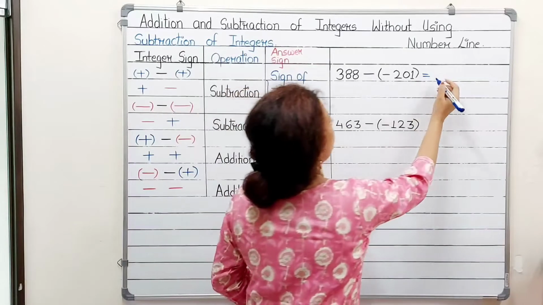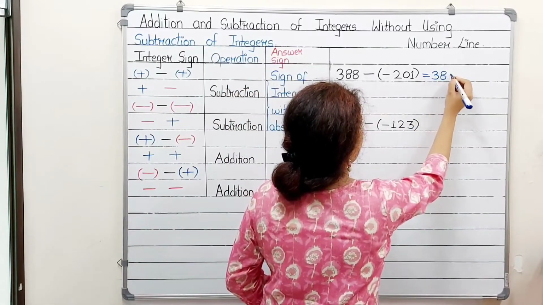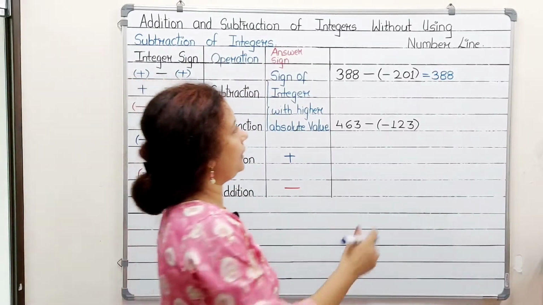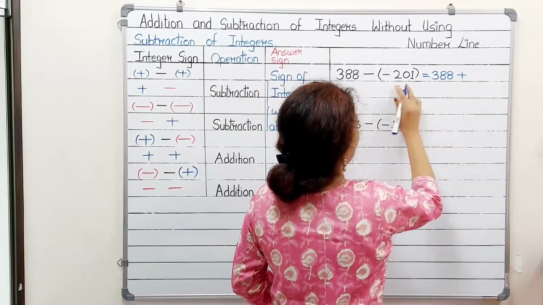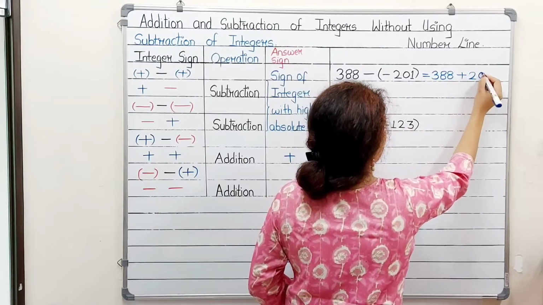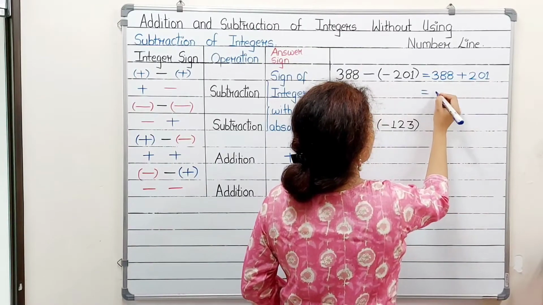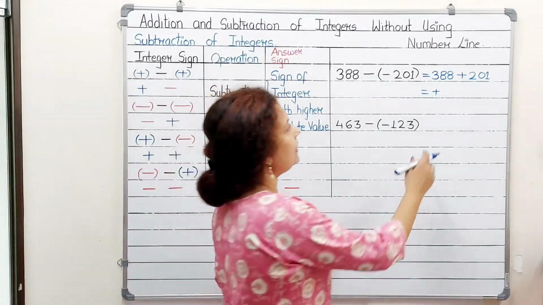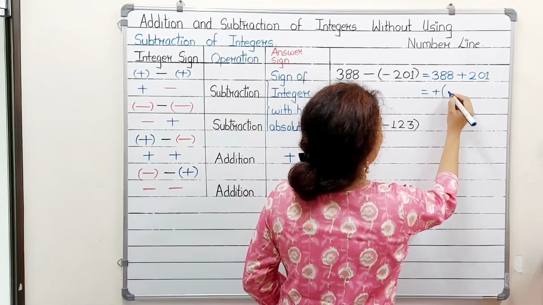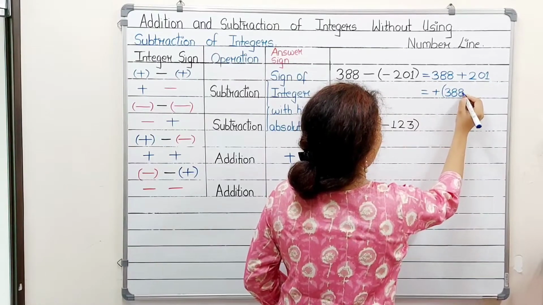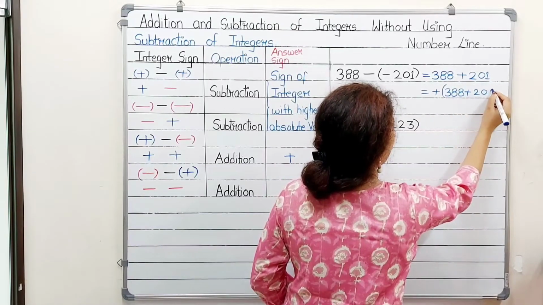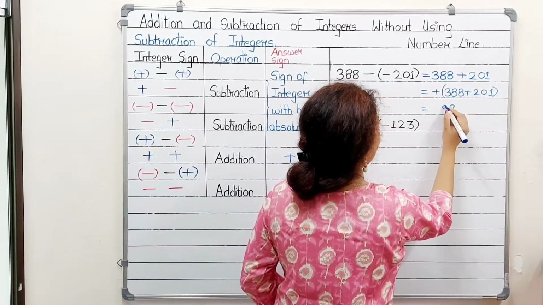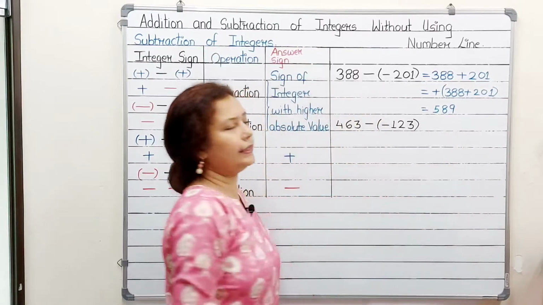First is 388. We will write as it is. Minus minus becomes plus 201. So here both the integers are positive. So the answer will be positive. So we'll write plus and we will add the absolute values, 388 plus 201. So the answer will be 589.